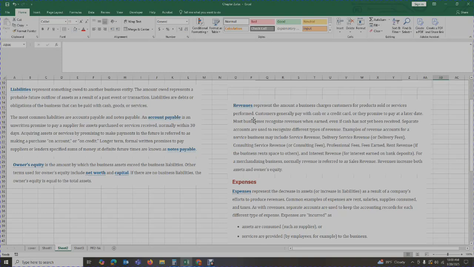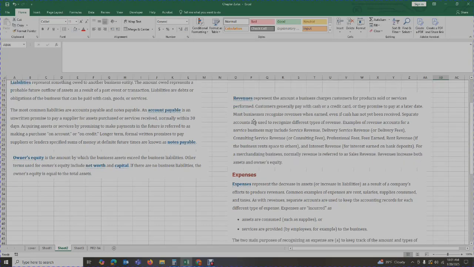Okay, so usually your revenues, if the service is paid at that moment, they can pay with cash or they can pay with a credit card. Or, you know what, you might provide a service and you agree for the customer to pay you next week, next month, whatever the case might be. Okay, so that's where the analysis begins to happen. What happened? Well, I provided a service. Did they pay me today or are they going to pay me next week? So you start asking yourself those questions so you can determine what accounts it affects.